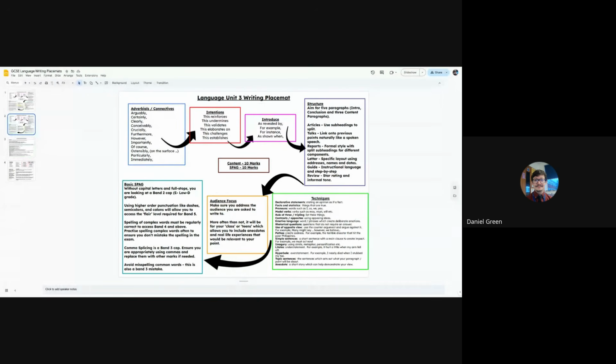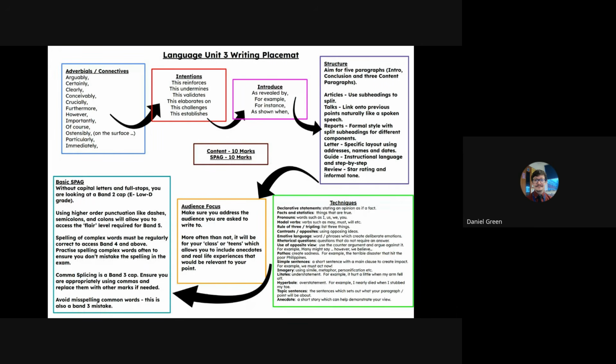Now I'm going to stop sharing this bit because I'm going to show you another thing. Now I'll leave this on the screen for a little bit while I talk about it. But if anyone would like this and wants me to send it to them, I will do so. But this is one of my writing placemats for English Language Unit 3. So it gives you some adverbials and connectives that you can use at the top, gives you intentions. So like what this reinforces, this undermines, this validates, and so on. Introductions, so as revealed by, for example, as shown when. And I've got here a little bit of a quick guide to writing some of these specific things that you can read.